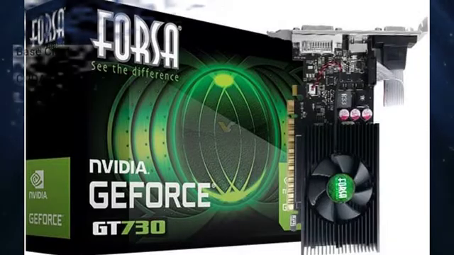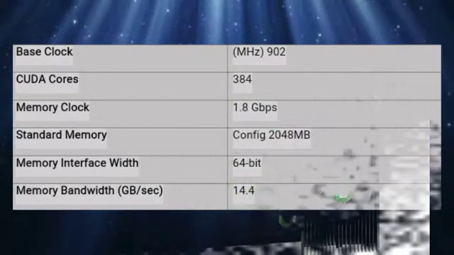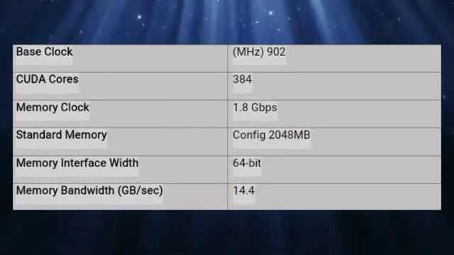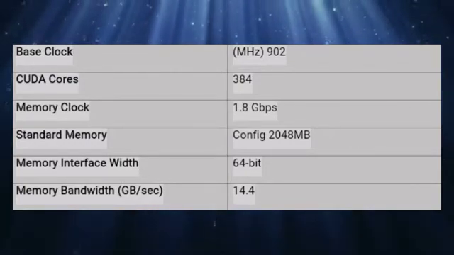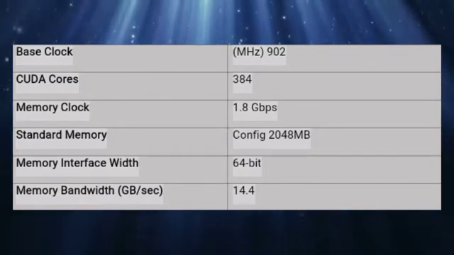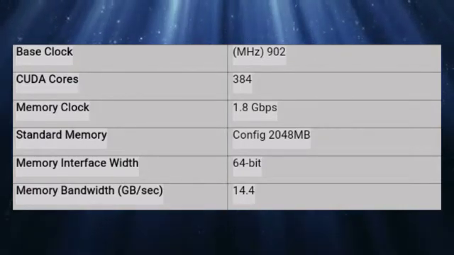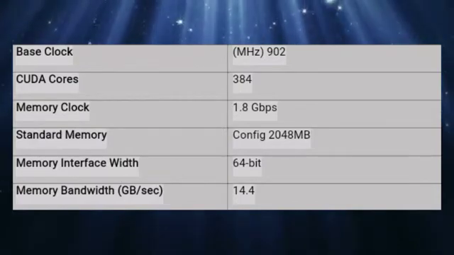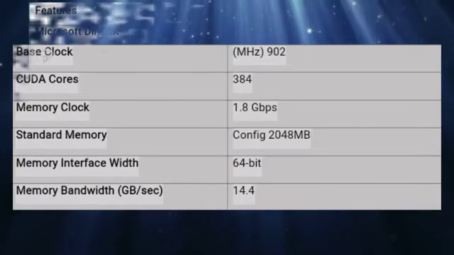The specification of this graphic card: the base clock is 902 MHz, CUDA cores 384. The memory clock is 1.8 Gbps. The standard memory config is 2046 MB. The memory interface width is 64-bit and the memory bandwidth is 40.4 GB per second.